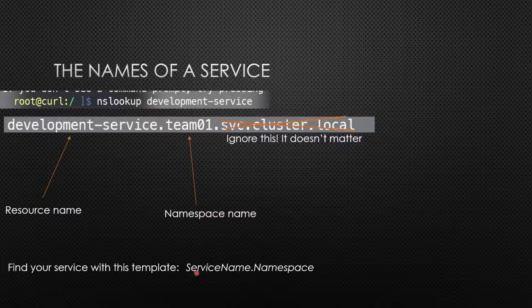Ignore the last part. You're gonna use this name a lot, so let's make it easy to remember. You don't have to specify the ending of it, like service cluster local. We only have one cluster right now, no external clusters, and we only use services, so we don't need to specify that. So the basic template of how you find a service is you use its resource name, then dot its namespace: development service dot timo1.